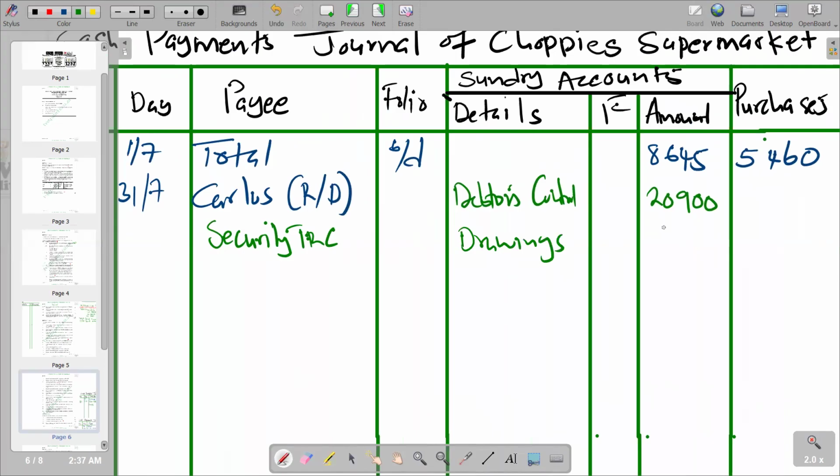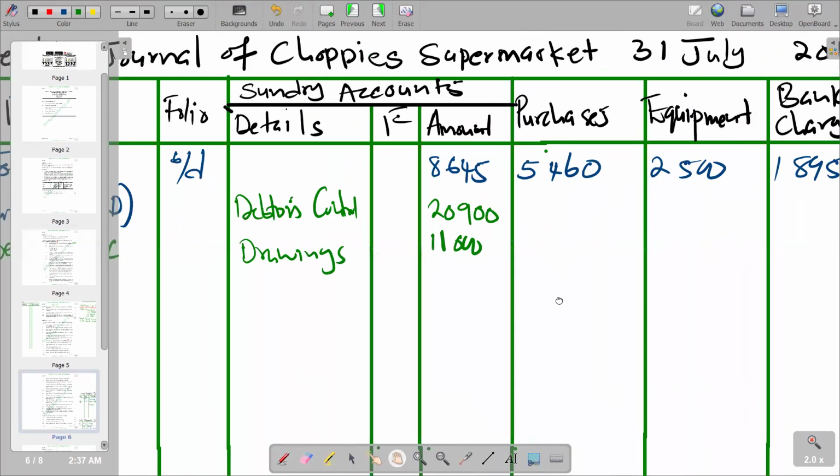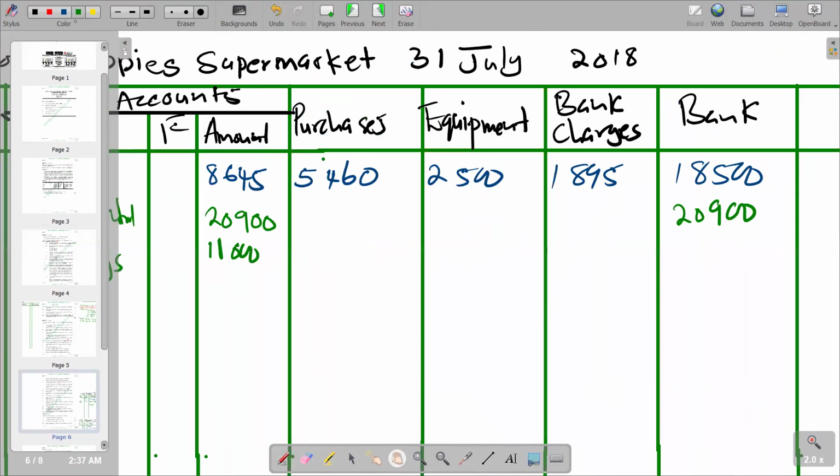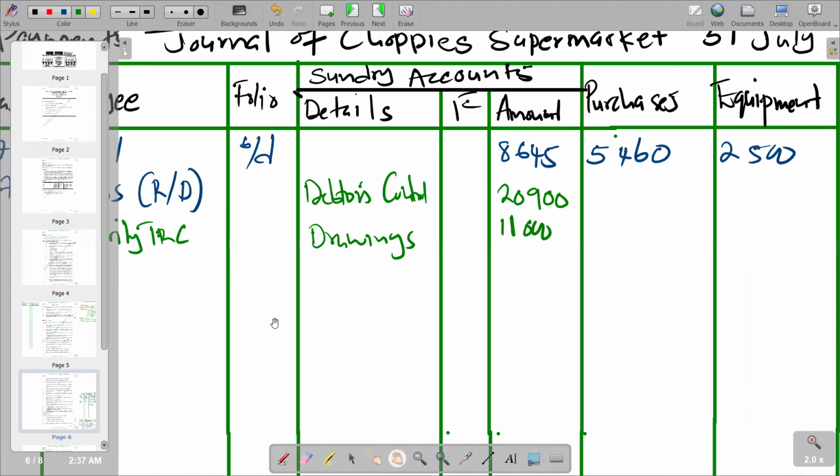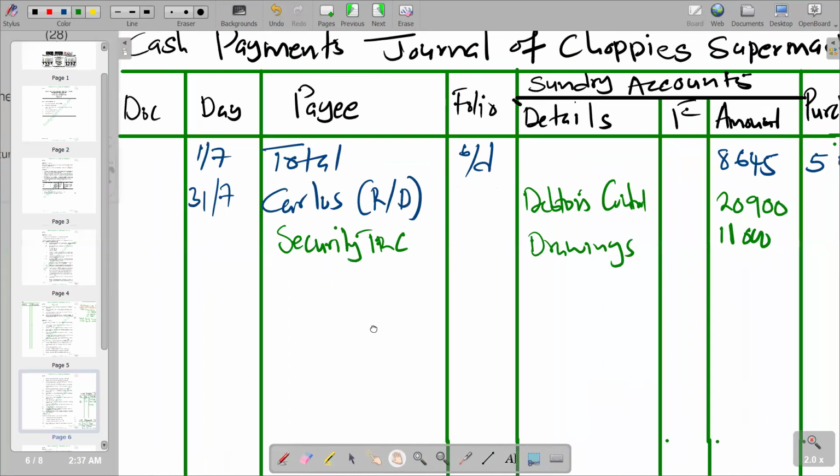There's an amount of 11,000. Obviously, it also has to be under bank. So we are saying 11,000 is under bank error again. Right, this is what we have. Then we can go now to see the next item that we have.